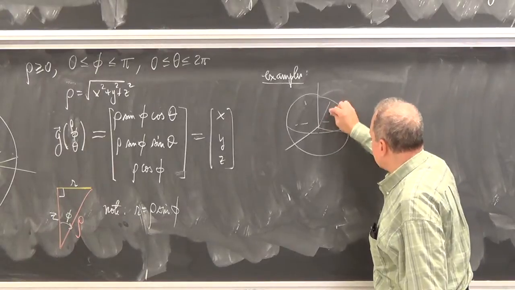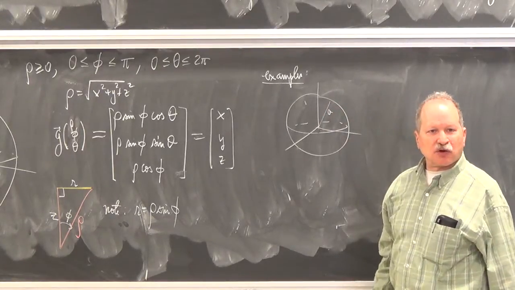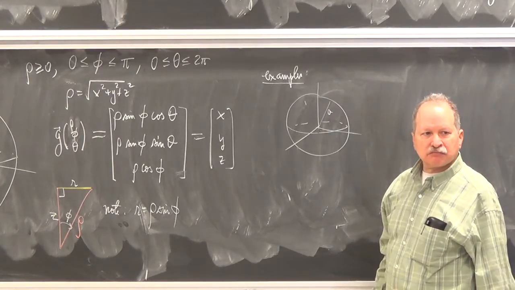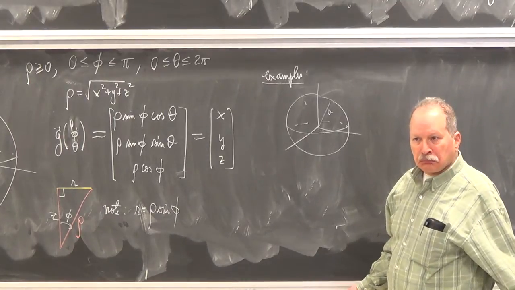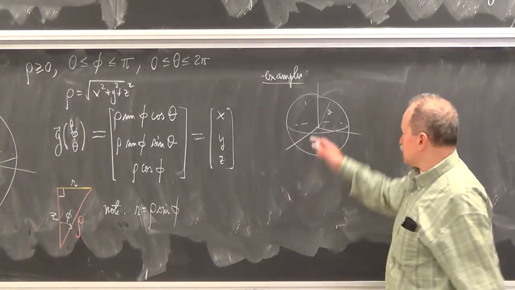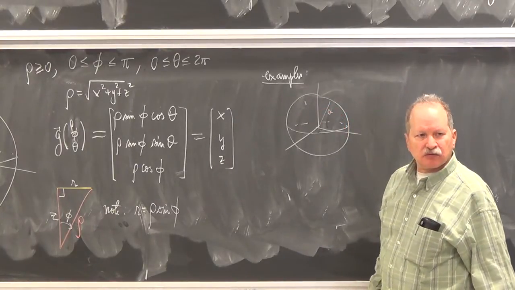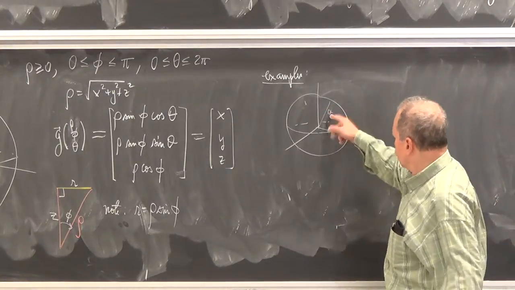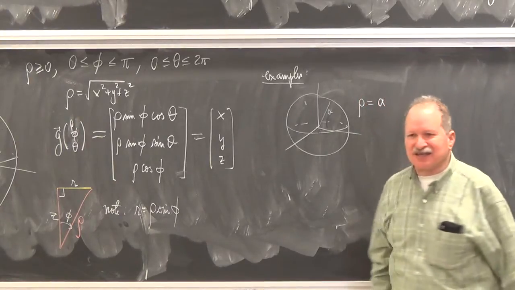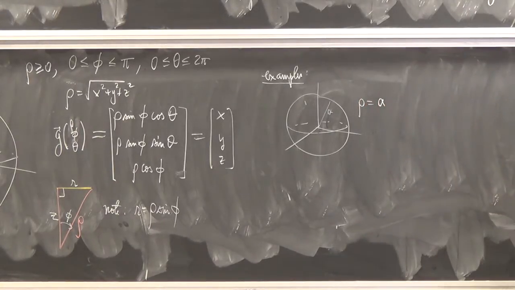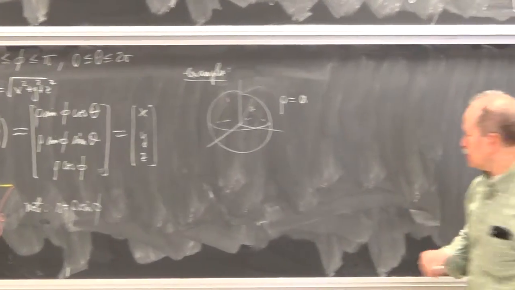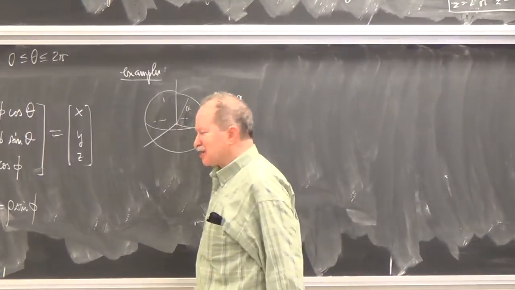Of some radius a. What's that in spherical coordinates? Well, theta goes from 0 to 2 pi. I'm just asking what equation would characterize this. Rho equals a, right? You're looking at all points whose distance from the origin is a. So it's just the analog of a circle in the xy plane centered at the origin. Well, you know where I'm headed next.